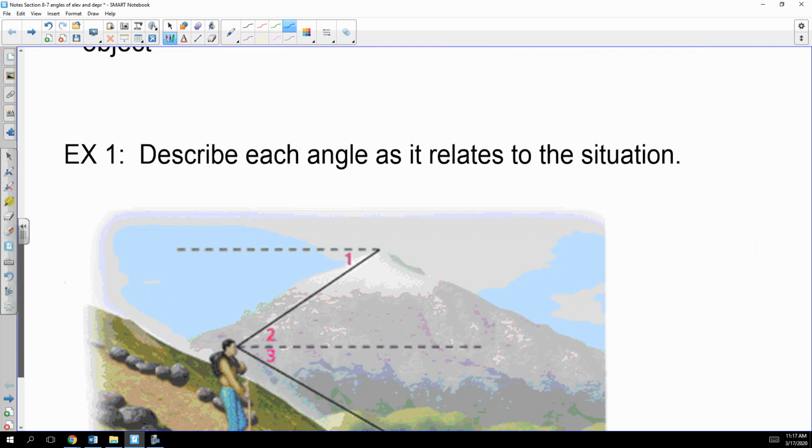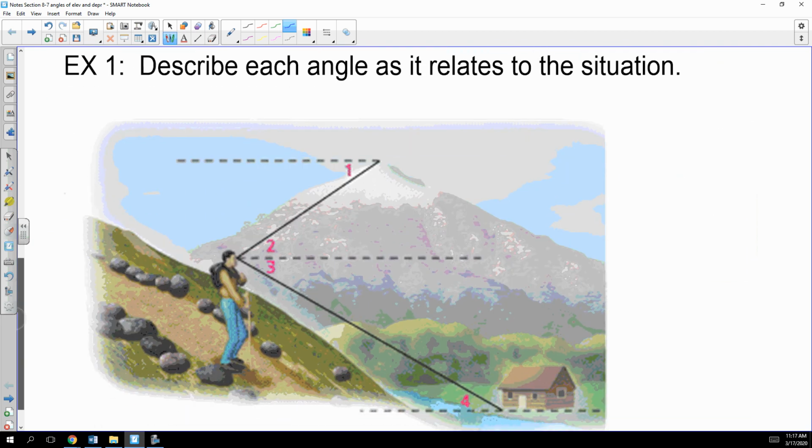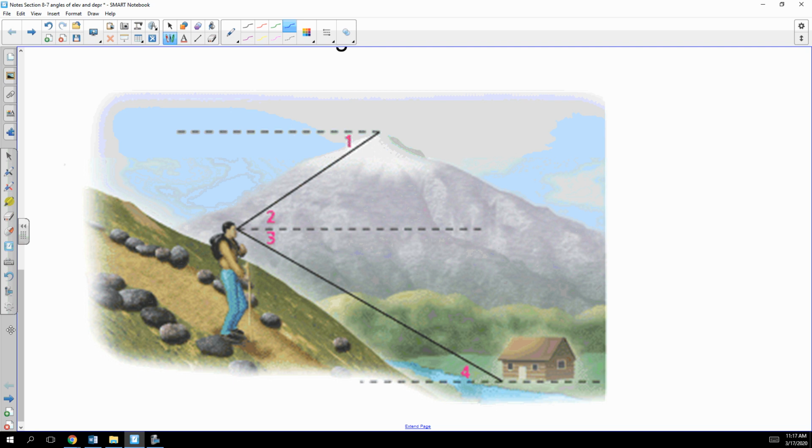Okay, so we're going to describe each angle as it relates to the situation, assuming that you are at the top of this mountain, or somebody's over there and looks down at this hiker over here. Then angle 1 would be called a, what do you think it's called? I know I can't hear you, but think about it for a second. That's an angle of depression. If I could spell depression, that'd be great.